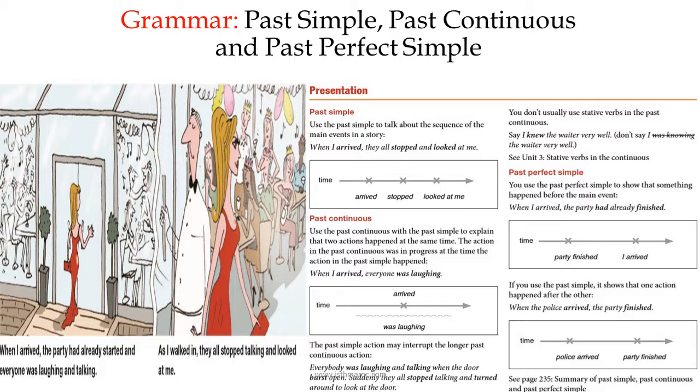And finally, past perfect simple. You use the past perfect simple to show that something happened before the main event. When I arrived, the party had already finished. So we have here two actions. One happens before the other, and the first action we put in past perfect, and the next action in simple past.